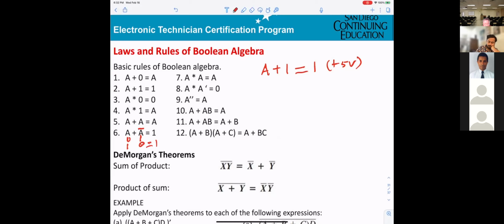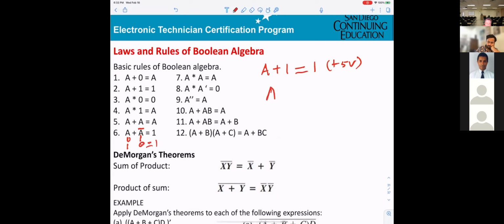A times A, you get an A, not A squared. A times not A, you must get 0. If A is 0, then you get 0, that's correct. If A equals 1, then not A equals 0. Anyway, you get 0.